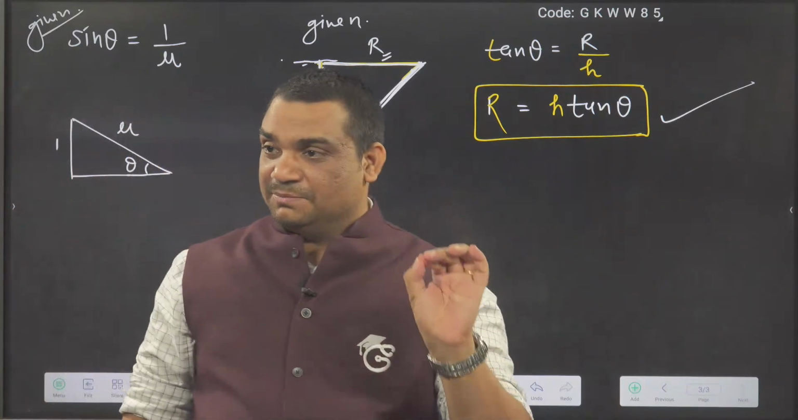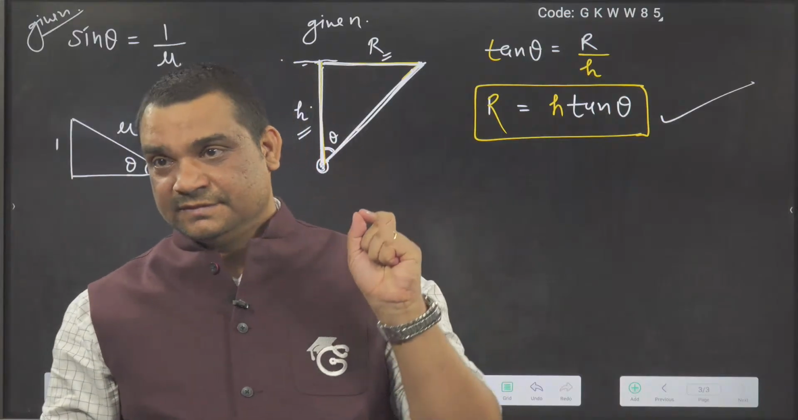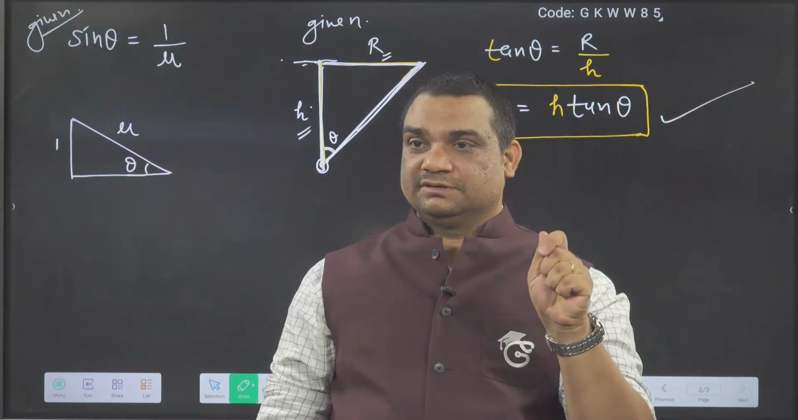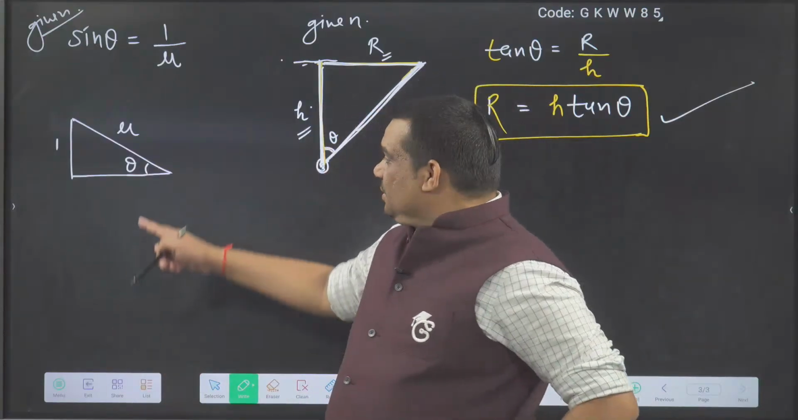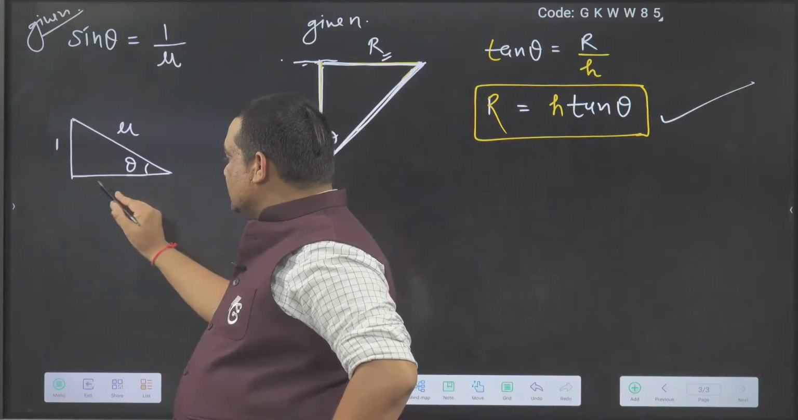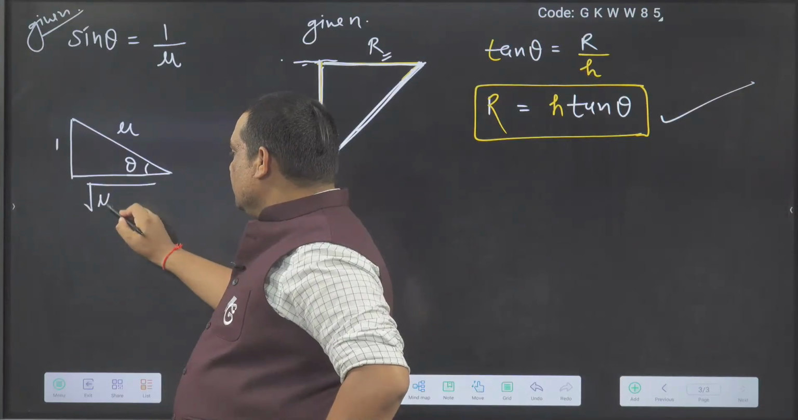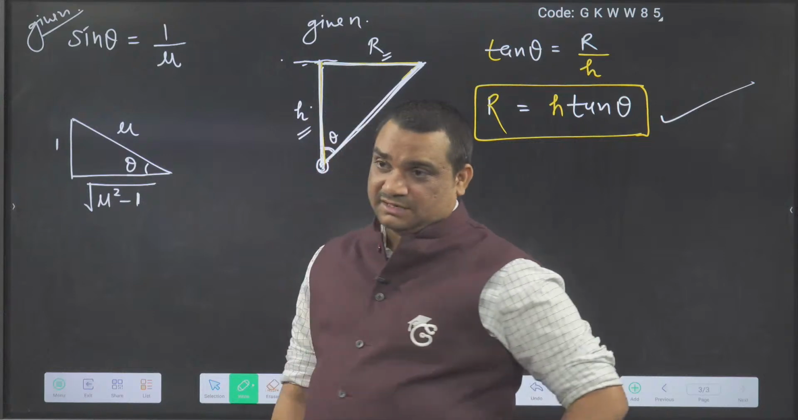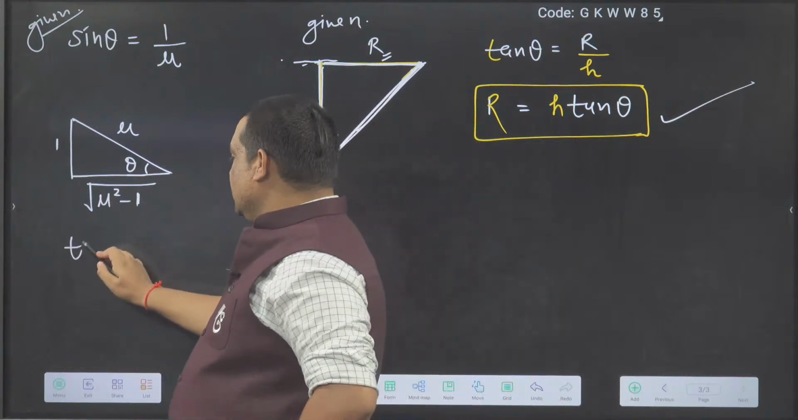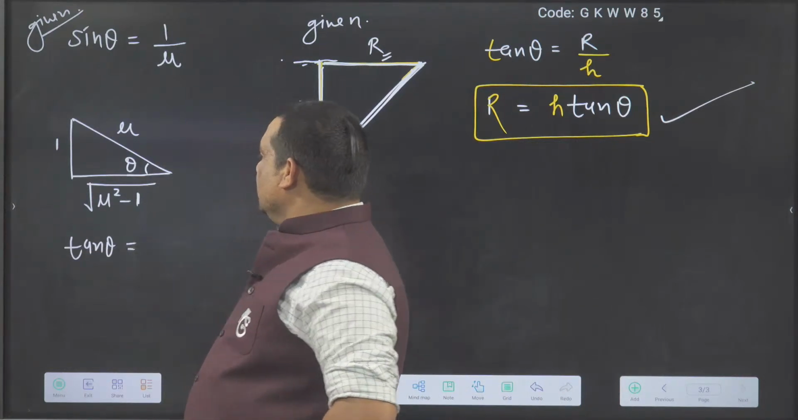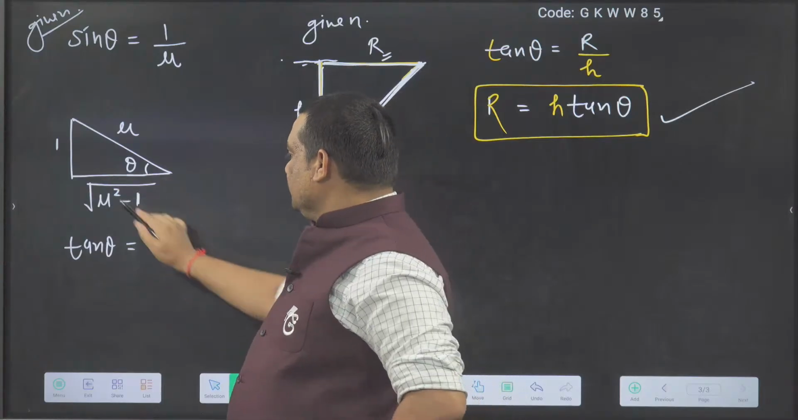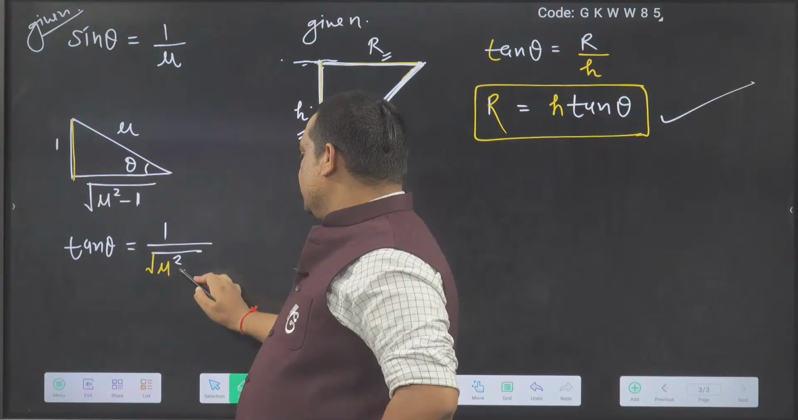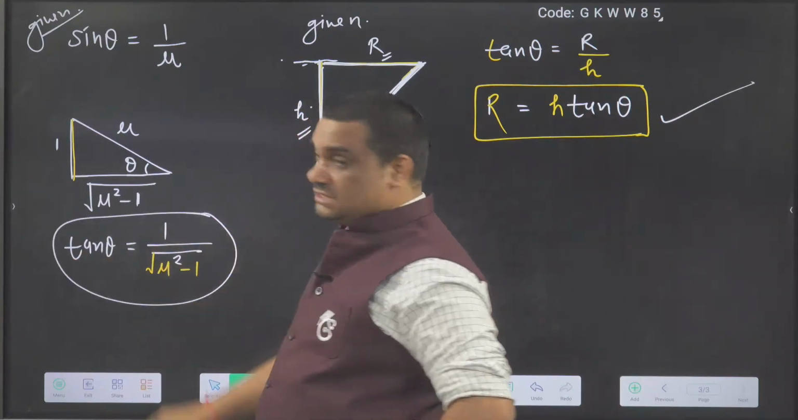Perpendicular by hypotenuse. Yes, 1 and mu, perpendicular by hypotenuse. Now we need to find this base, so we can write this will be equivalent to root of mu square minus 1. Now we can write in this one that tan theta is equivalent to perpendicular, that is 1, divided by root of mu square minus 1. And this is the tan theta.